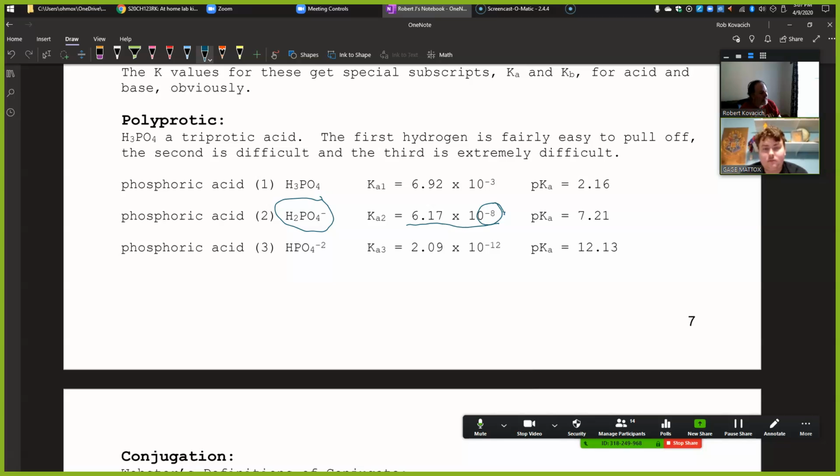And then what about the last one? When I try to pull the third H off? Extremely hard. The first time it was 100,000 times harder. This time it's 10,000 times harder than before. So what's the difference between 10 to the negative third and 10 to the negative 12th? A billion. So it's a billion times harder to pull the third H off than it is to pull the first H off. So you'd need a strong base to pull that H off of there.